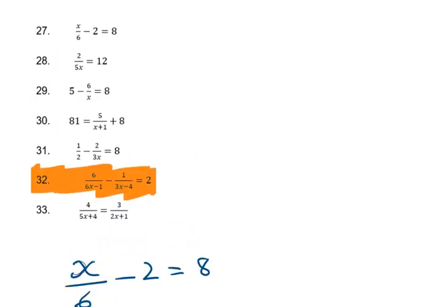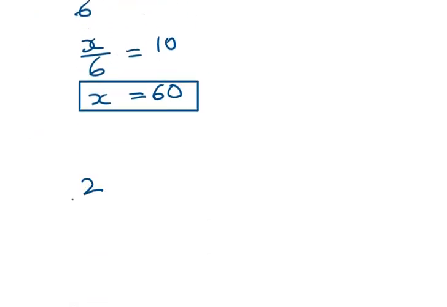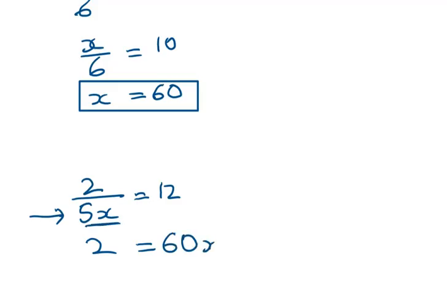Let's have a look at question 28. Right, so this one is different because you can see that it's got the x in the denominator of the fraction. So we have to be careful when we're dealing with that, but we use the same rules as before, that we can always do the same operation to both sides of the equation. So here I'm going to multiply both sides through by 5x. That will give me 2 is equal to 12 times 5x, which is 60x.